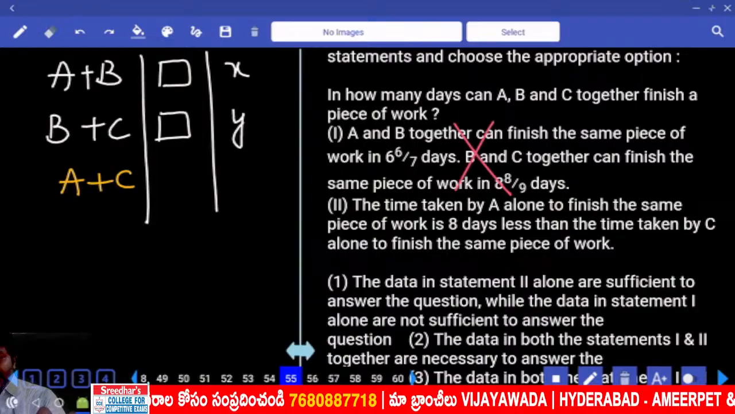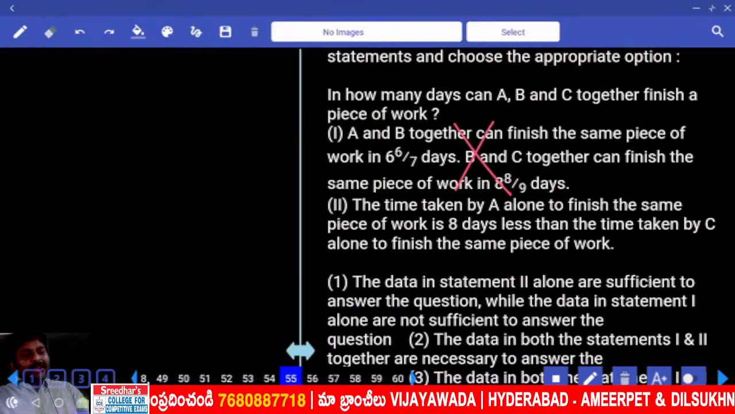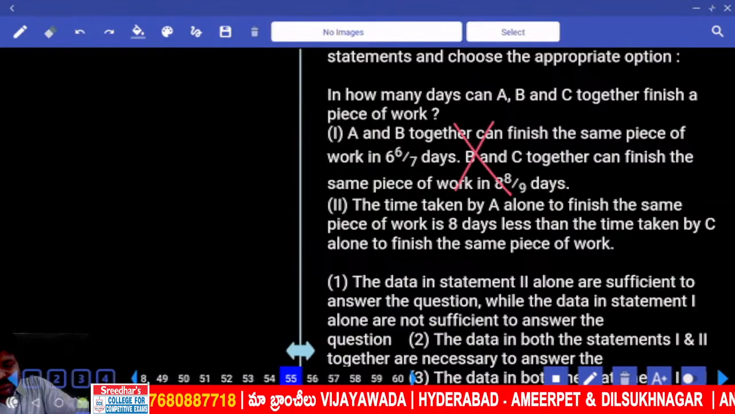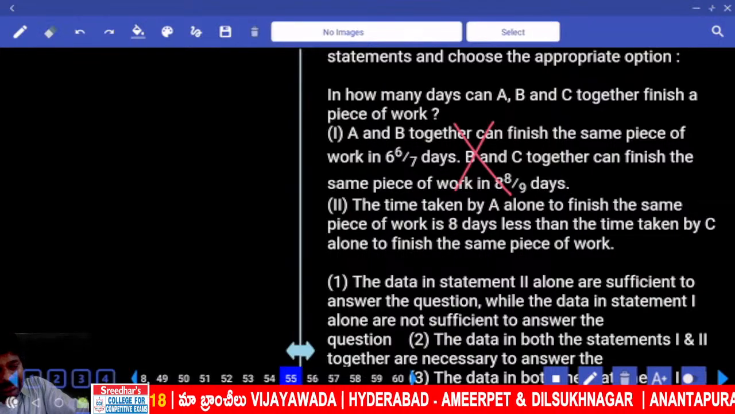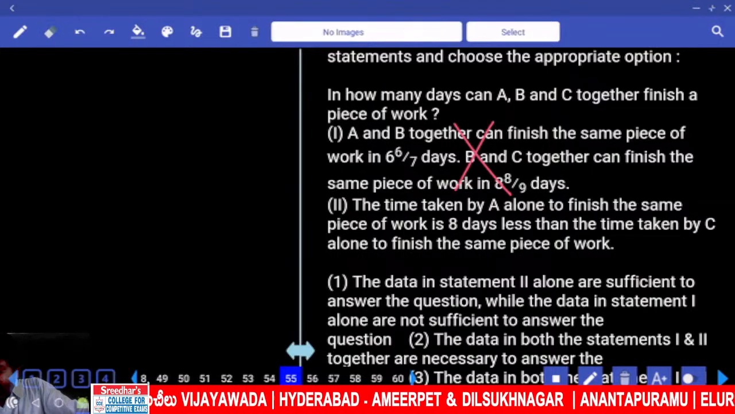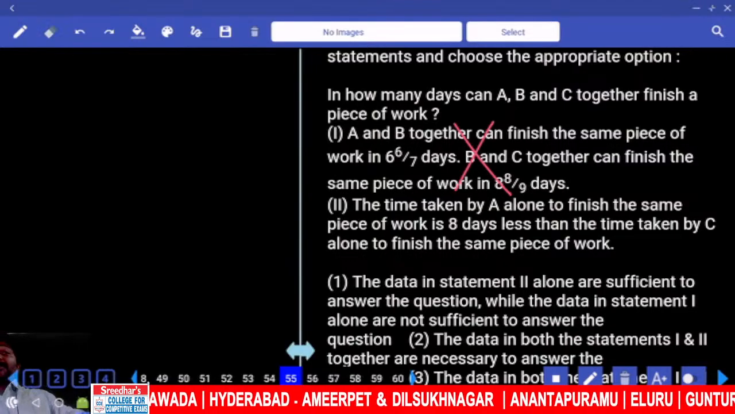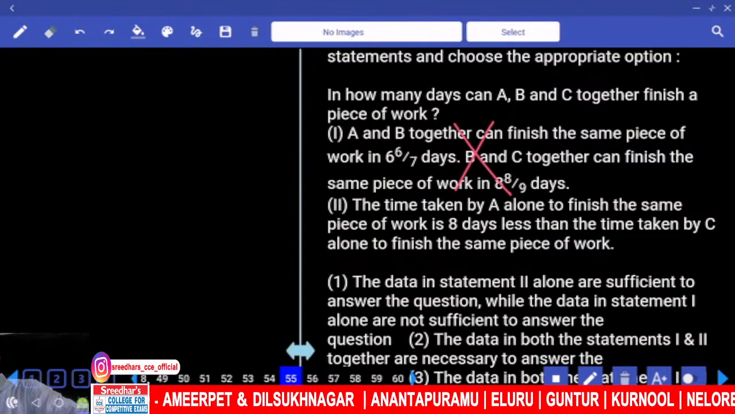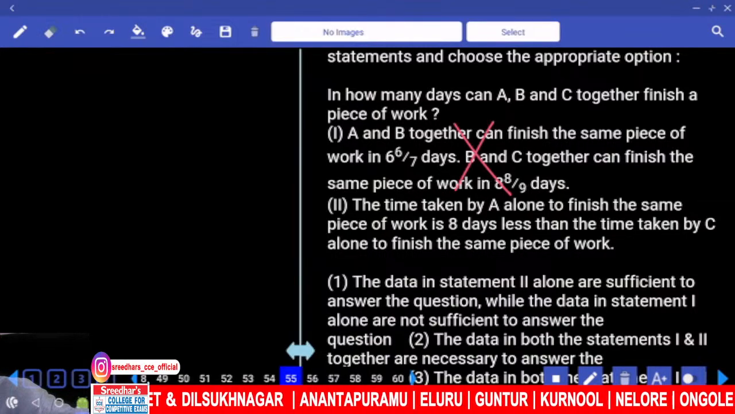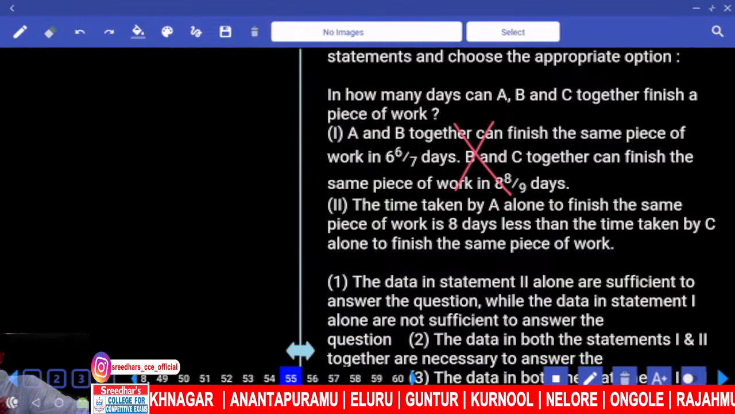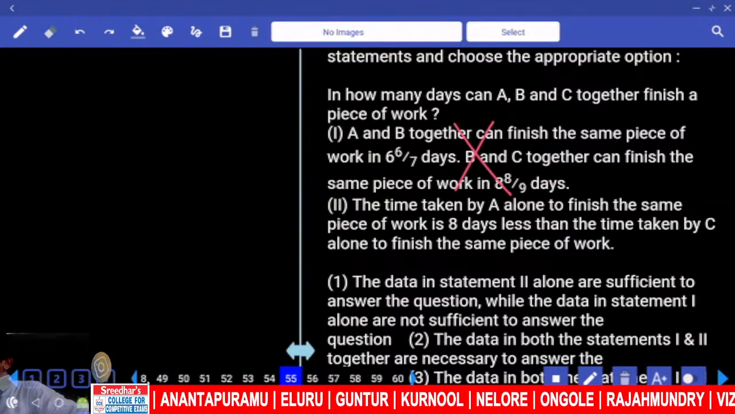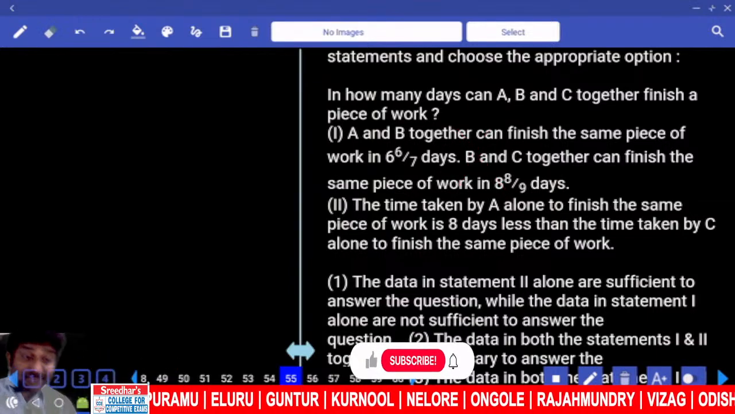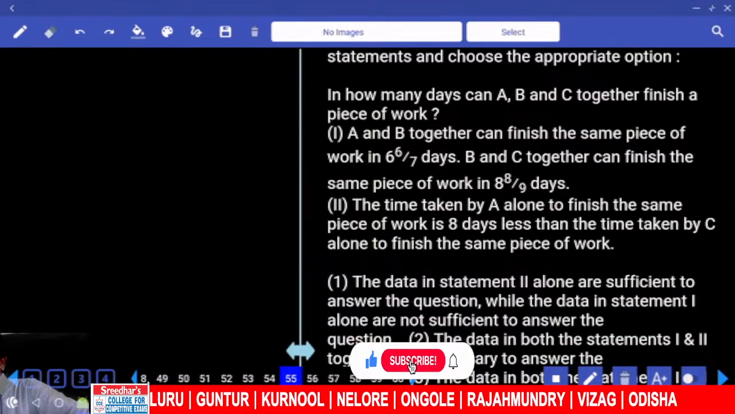Understood? Next. The time taken by A alone to finish the same piece of work is 8 days less than the time taken by C alone to finish the same piece of work. Is statement 2 alone sufficient to answer the question? Simple, B is not there. Information about B is not there, so statement 2 alone is definitely not sufficient. Now the question is, will we get the answer by using both statements together?